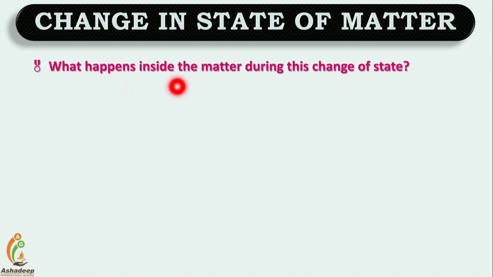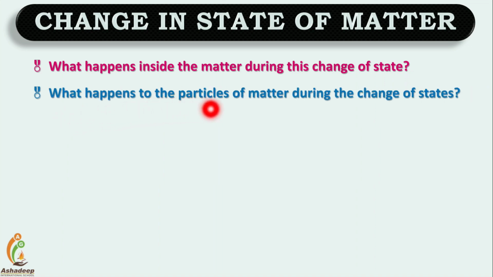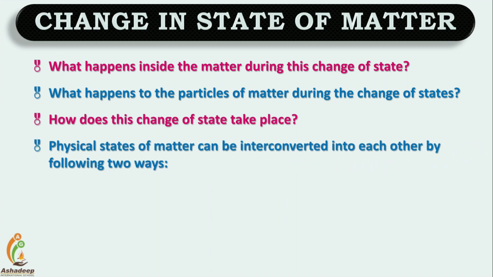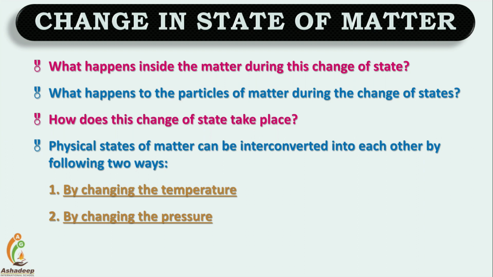What happens inside the matter during this change of state? What happens to the particles of matter during the change of state? How does this change of state take place? The physical state of matter can be interconverted by the following two ways. These are a few questions which will arise in your mind when there is a change in state. There are actually two ways to convert the physical states of matter: by changing temperature and by changing pressure.